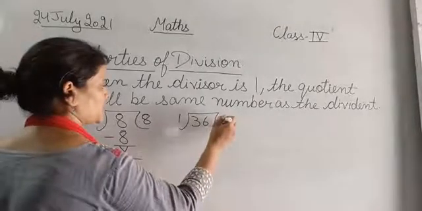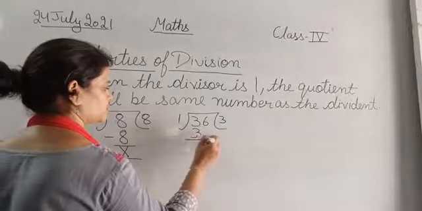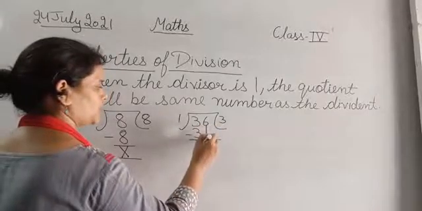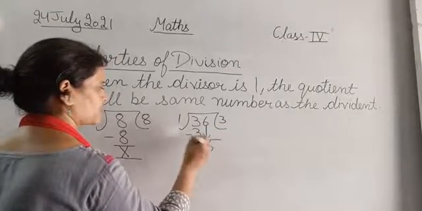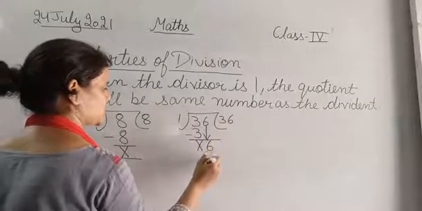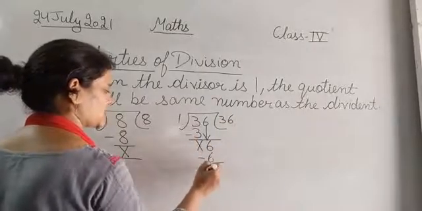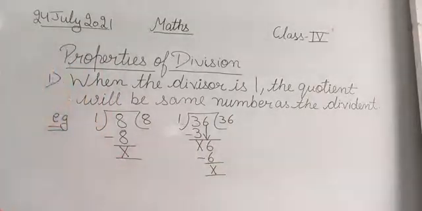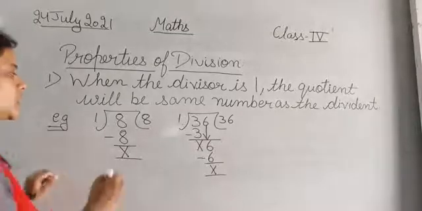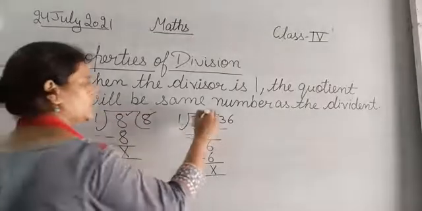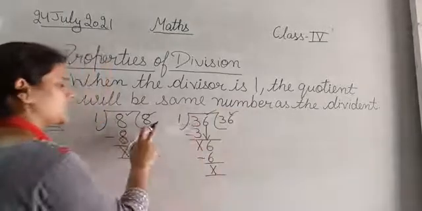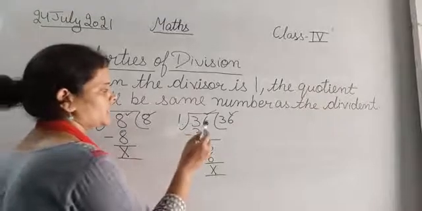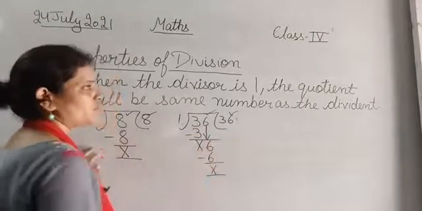1 3s are 3. 3 minus 3, nothing left. Now we will bring down the next digit, that is 6. 1 6s are 6. 6 minus 6, nothing will be left. So look, here you can see in these two examples the dividend and the quotient both are the same. This one is 8 and this one is 8 too. The dividend is 8, the quotient is also 8. And in this case the dividend is 36 and the quotient is also 36.